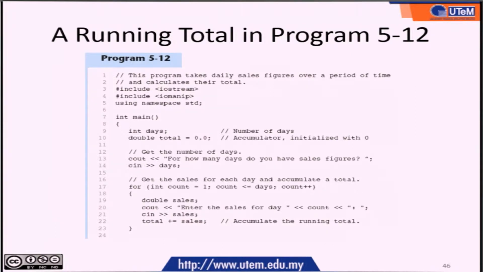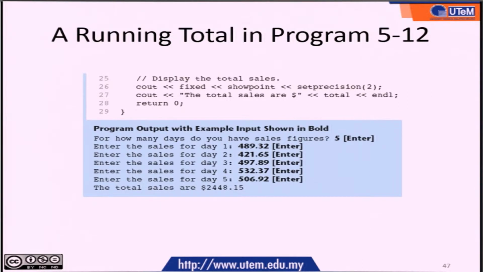So let's look at the example of running total in program 5-12. In this program, we want to get the sales value on each day and accumulate those values in the variable total. This can be seen in the program from line 16 to line 23. Variable total is initialized to 0 in line 10. Then every time the user enters a sales value, those values will be added to the variable total in line 22. The output shows that the total sales value is equivalent to the sum of all of the sales values entered by the user.